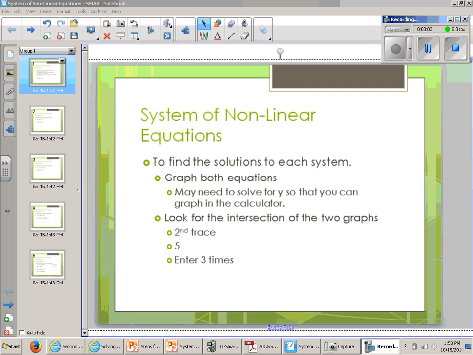Today's lesson is on systems of nonlinear equations. To find the solution to each system, we'd like to graph both equations, and you may have to solve for y so that you can put it in your calculator. Then we're going to look for the intersection of the two graphs. To do that, we're going to use second trace, number 5, and then hit enter 3 times. So let's work out a few problems.